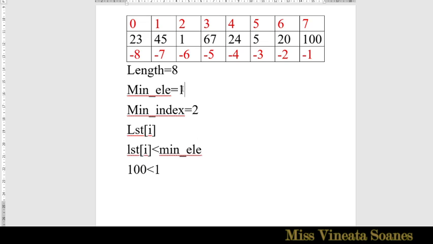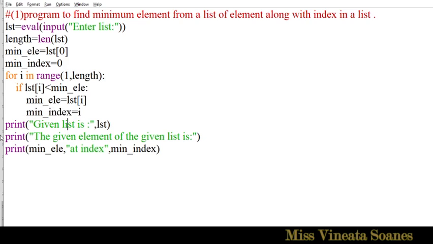So what will be the value inside min EL in the end? It will be 1 and index will be 2. Hence, you got the smallest value, which is 1, and also you got the index 2, which is inside min index. Okay. So that's why after the loop is finished, then we can print.